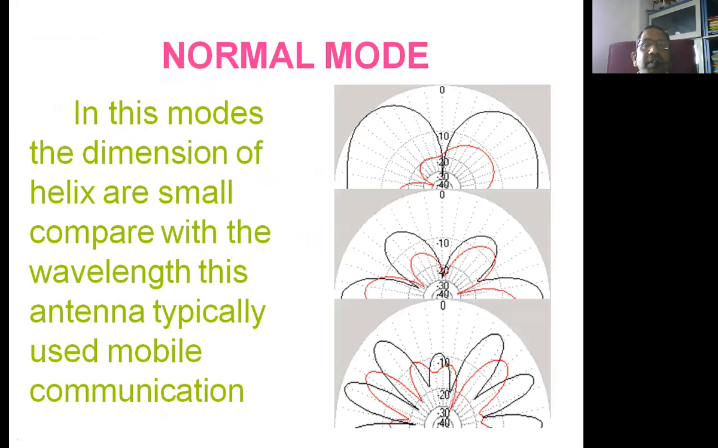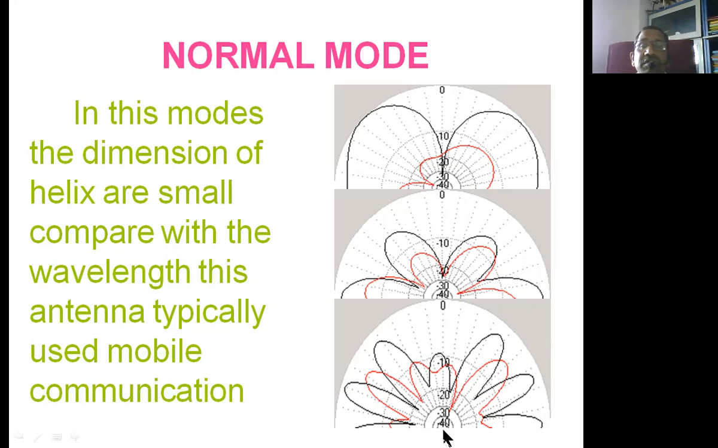In the normal mode of operation, what distinguishes the normal mode from the axial mode? It is once again the wavelength of the signal that we are going to transmit compared with the dimensions of the antenna. In the normal mode, the dimensions of the helix are very small compared with the wavelength of the signal. So this antenna is typically used for mobile communications, and for mobile communications we normally use this type of helical antenna in the normal mode.